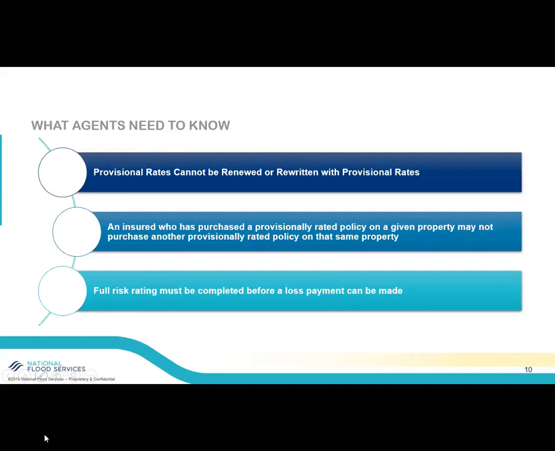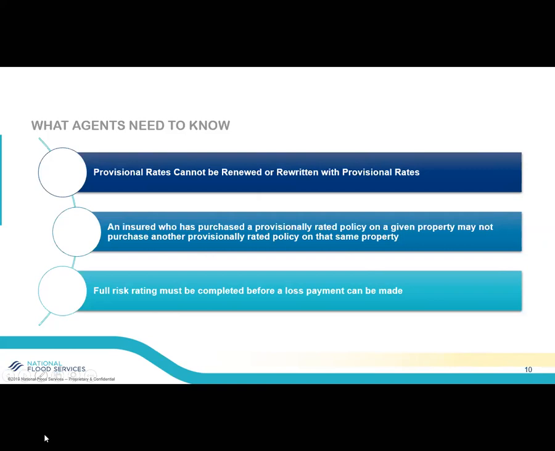So agents, here's what we need to know. Your provisional rated policy cannot be renewed, and you cannot rewrite that policy. So a provisional rated policy is a short-term solution to getting that policy in place. It cannot be renewed, so it's not a permanent policy type. Your premium for your provisional rated policy is typically not a good premium. So the policyholder is going to get very little coverage for their buck.